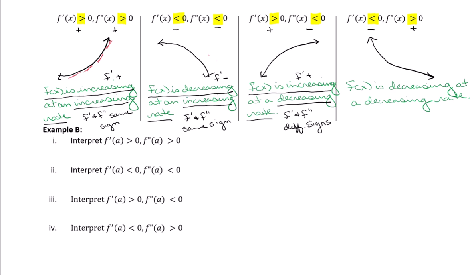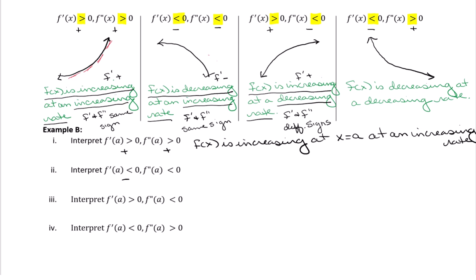So in example B, we're just going to tie all of this together by looking at the signs. Let's interpret: if the first derivative is positive and the second derivative at x equals a is also positive, that means f of x is increasing at the point x equals a at an increasing rate. For 2, if the first derivative is negative and the second derivative is also negative, that means f of x is decreasing at x equals a at an increasing rate.